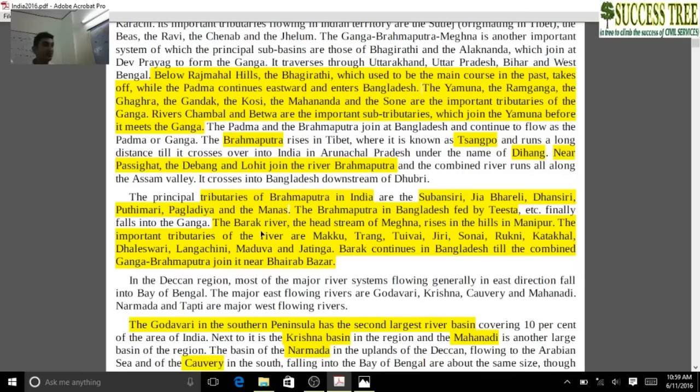Then another important river of the northeastern region is the Barak River. It is again very important. This year you can expect a question from the northeast. The question comes generally, but now with the Barak River, how is it important? Now Barak, it's not Barack Obama, it's the Barak River here.